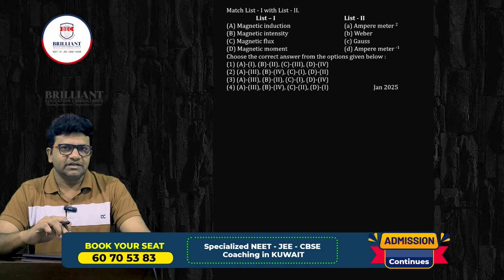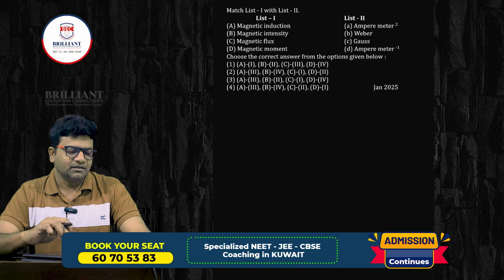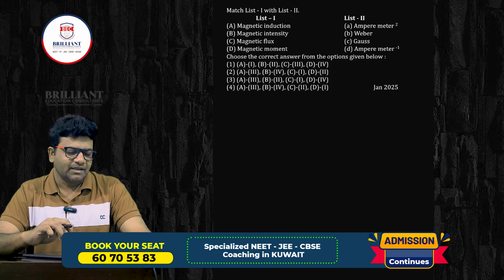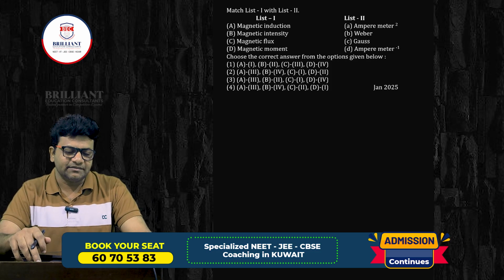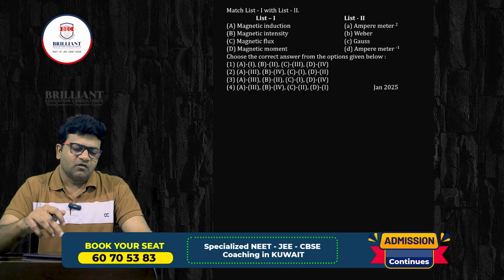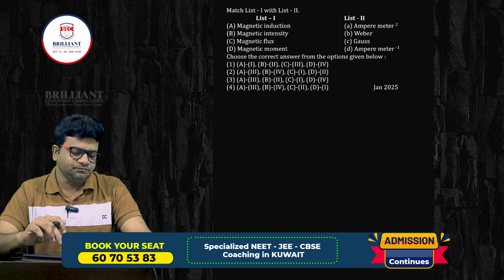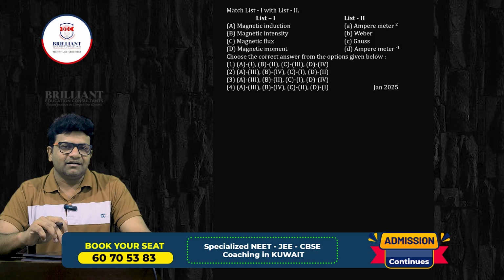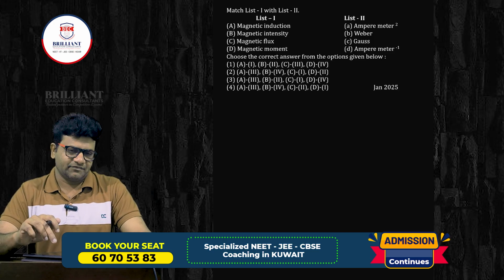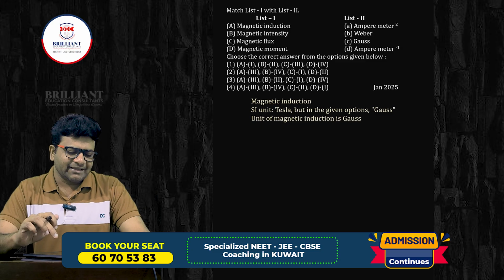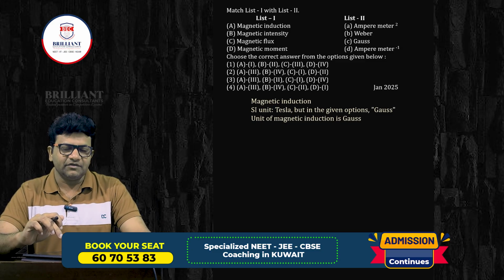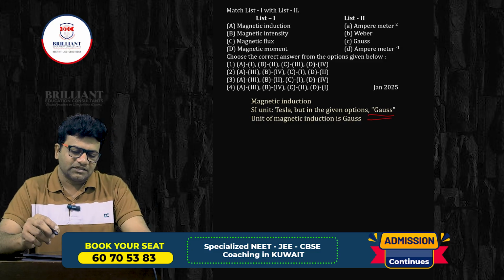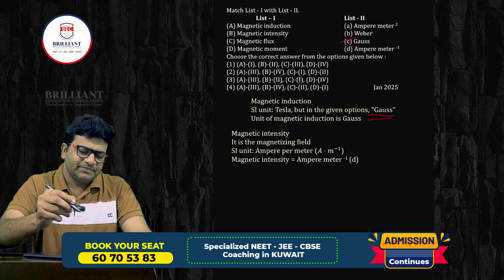Match list 1 with list 2. On the left side you can see magnetic induction, magnetic intensity, magnetic flux, magnetic moment. On the right side you can see ampere meter square, Weber, Gauss, ampere per meter. Choose the correct answer from the options given below. Here the quantities are given on the left side and the units on the right side, so you have to find out the units. First, magnetic induction is nothing but the magnetic field. The units are Tesla and Gauss, and we normally use Tesla, but here they have given Gauss. So it matches with C.